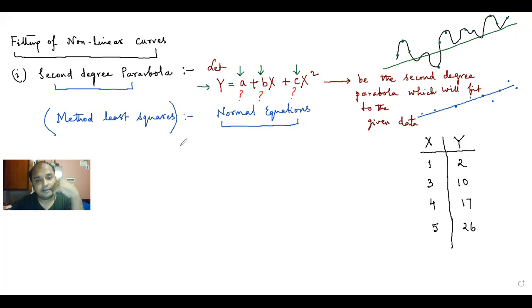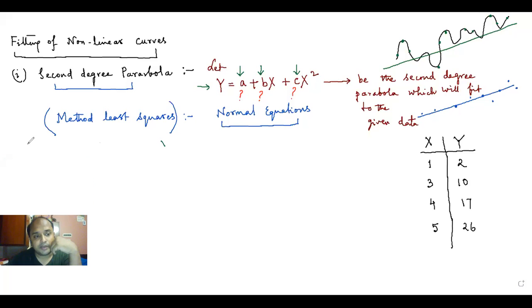To find three unknowns, we need three equations. We all know that. So these three equations that will help us to find the unknowns, which are treated as constants, are called normal equations, and they can be derived by the method of least squares. Now, I'm going to show you an easy process to remember the normal equations for the fitting of a second degree parabola. First of all, I'm going to write normal equation 1.